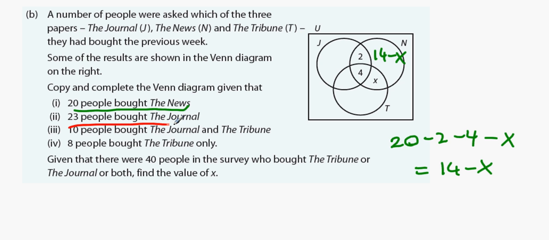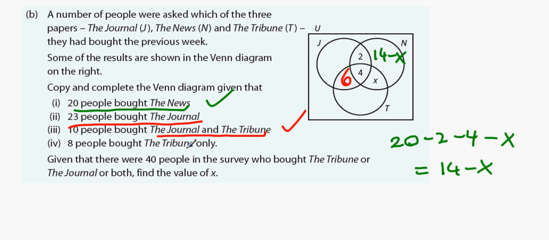Next part. 23 people bought the Journal, which would mean that all of this will have to add up to 23. Okay, so all this red part here has to add up to 23. I can't really see how to use that just yet. 10 people bought the Journal and the Tribune. Journal and the Tribune, which is this part here, will have to be 10. So this part makes this part 6. Okay, so I've used this part and we've used this part.